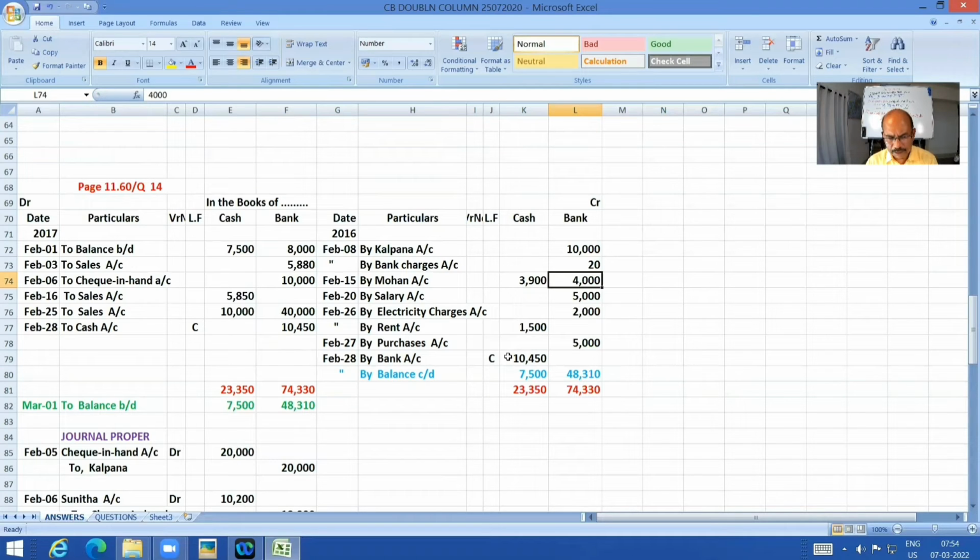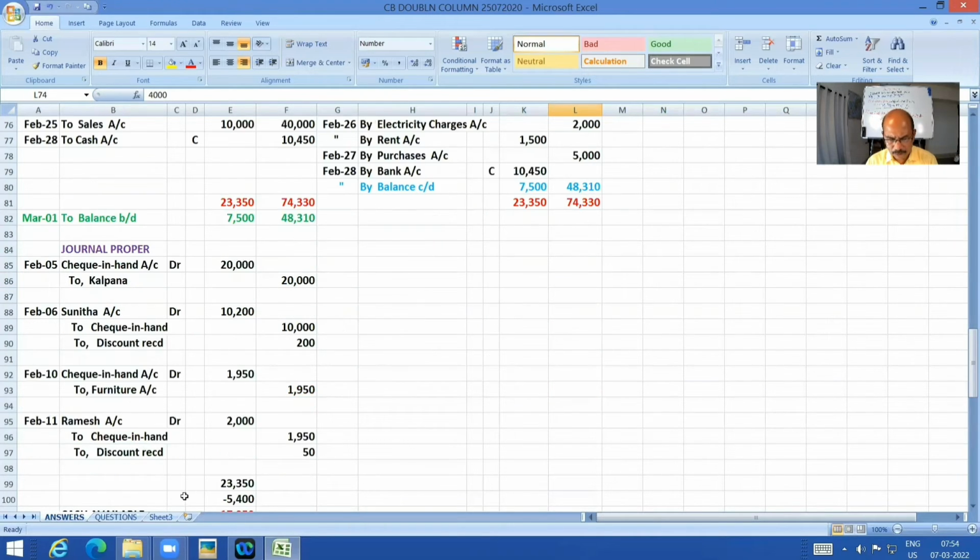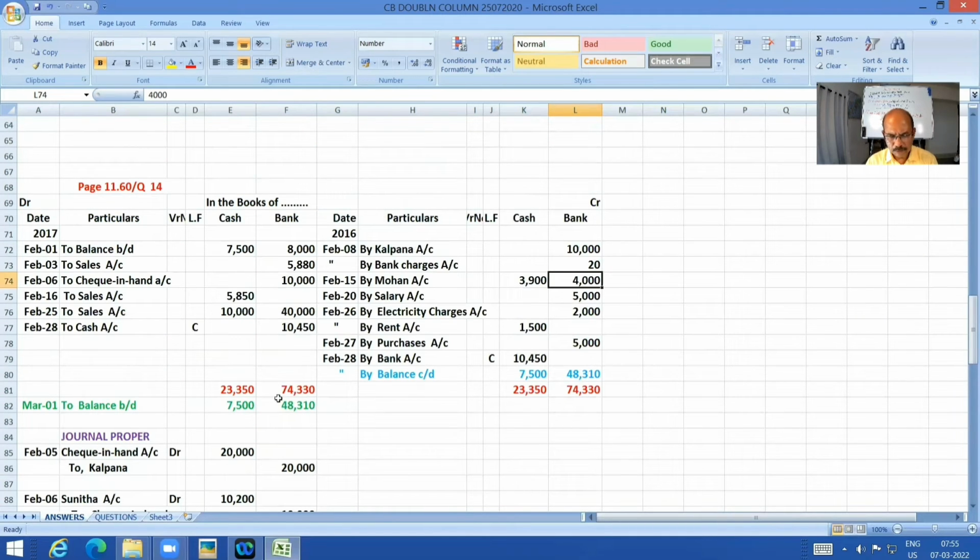Now what to do? Balance the ledger. How to balance? You're an expert. Total the debit side, invariably the bigger one is the debit side. Closing my eyes, I can do that. 23,350. Put it across. Difference is 7,500, which I indicate against balance carried on. Since an entry comes on the credit side, it has to be invariably by. So by balance carried on. The other one, I find the debit side is more, 74,330. Put it across. Find the difference. The balance carried on is 48,310. As clear as water, everything. Okay. I hope you have fully understood it.